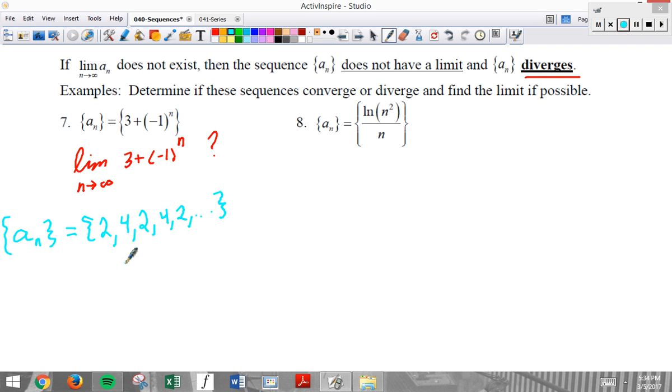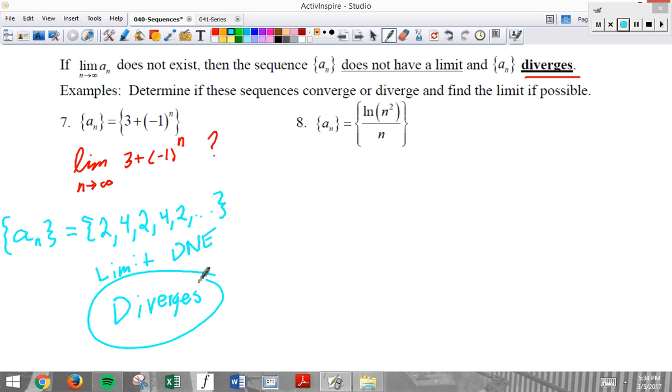And we ask ourselves, does this approach some number as n gets larger and larger and larger? And you would all say, no, no limit. But your actual answer would be diverges. The sequence diverges.